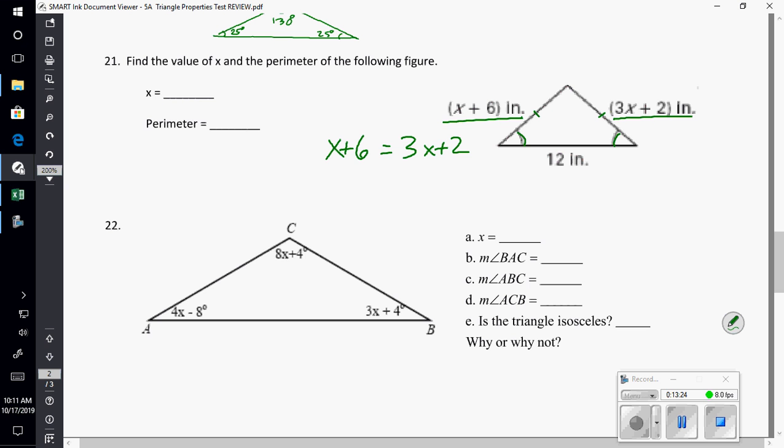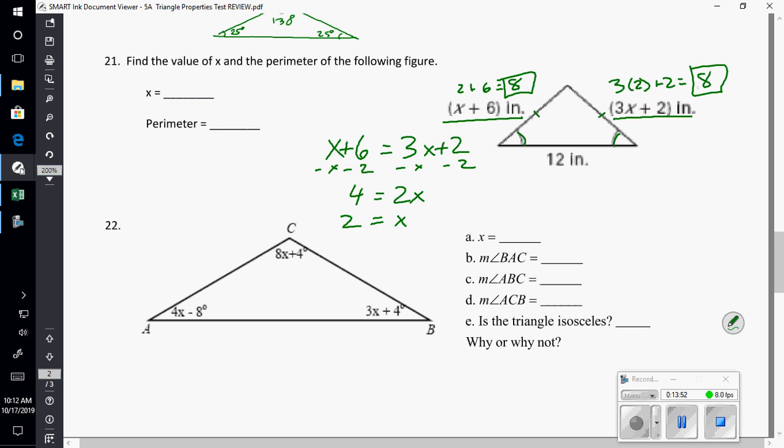So when I solve for x, subtract x from both sides, subtract 2 from both sides, I get 2x equals 4, which means x equals 2. So if x equals 2, 2 plus 6 is 8, and 3 times 2 plus 2 is also 8. So this side has length of 8, so does this side, and the base is 12. So x is 2, the perimeter is 8 plus 8 plus 12, 16 plus 12, which is 28.